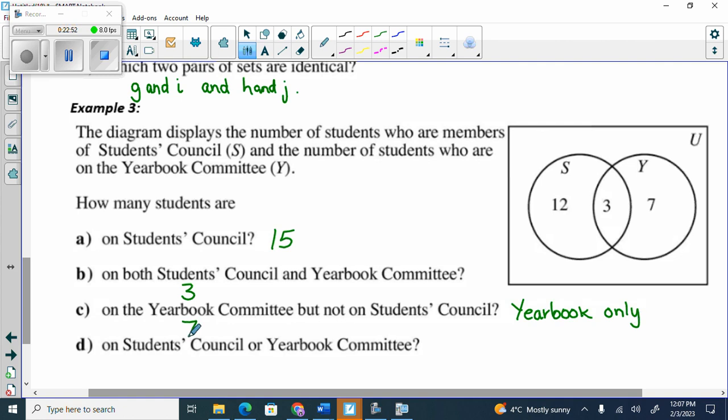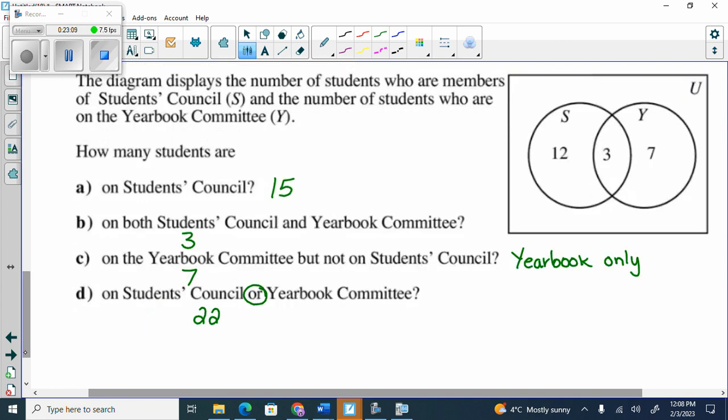On student council or yearbook. "Or" gives it away. What does "or" mean? The snowman. So I count all the pieces of the snowman. Snowman always has 3 parts. Okay? So 12, 3, and 7, which is 22. Exactly. Flip over.